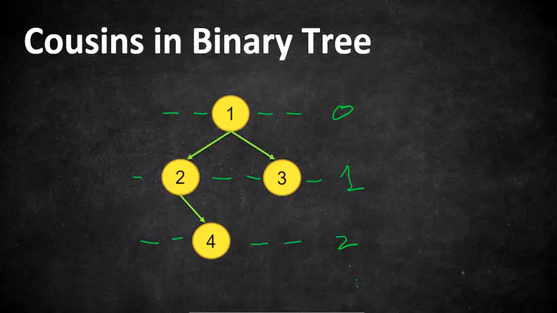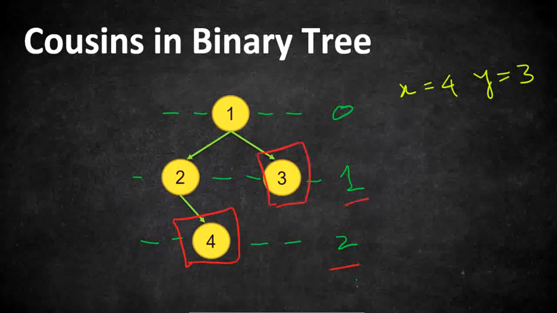The first input given here is x equal to 4 and y equal to 3. So let's check where they lie in the binary tree. If you check, 4 is at depth 2 and 3 is at depth 1, which is actually a different depth, so they cannot be cousins. Let's check the next condition as well. They both should have different parents. Of course, the parent of 3 is 1 and of 4 is 2, so they do have different parents, but they are not at the same depth, which means they are not cousins.